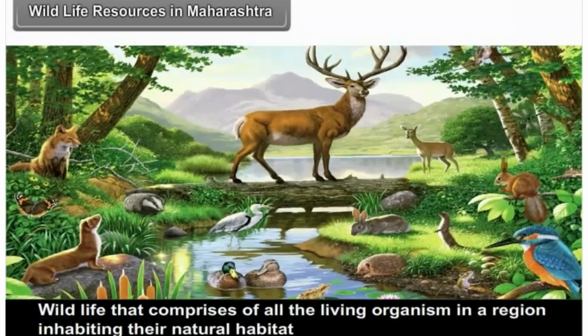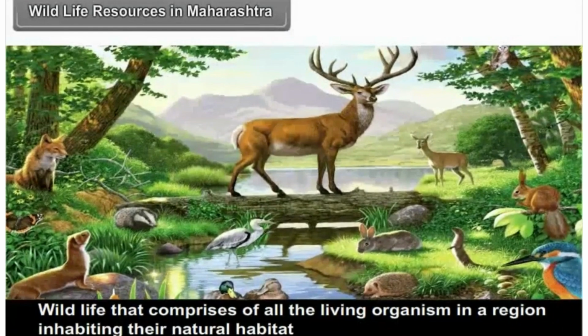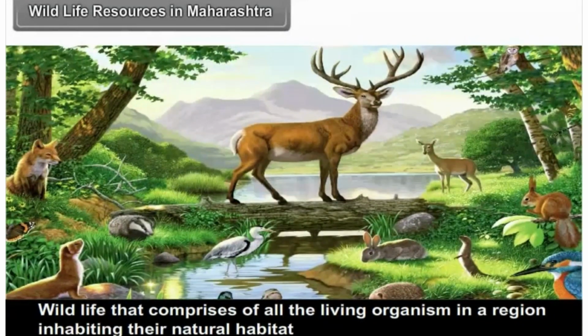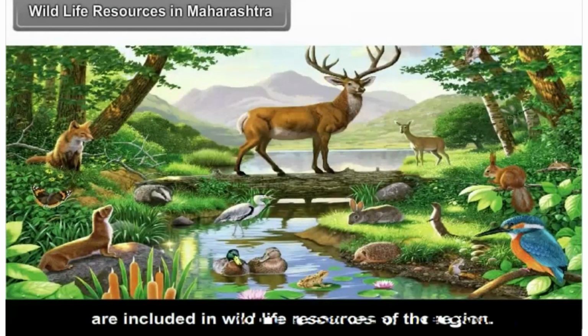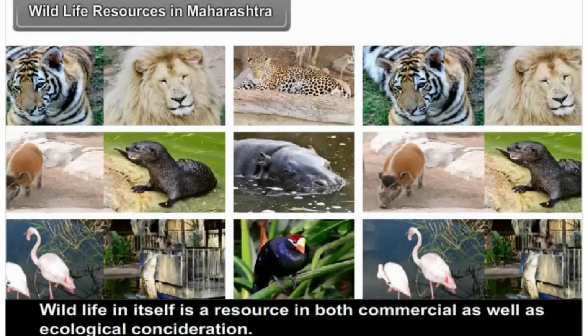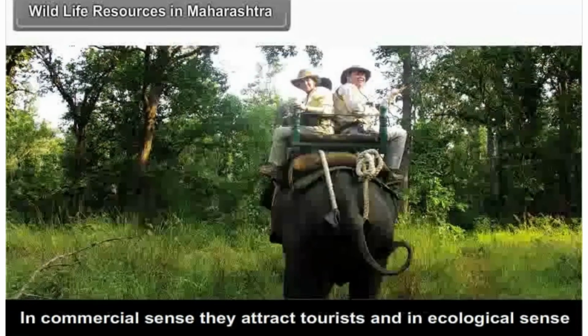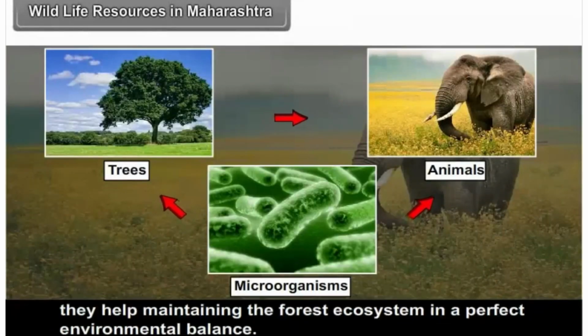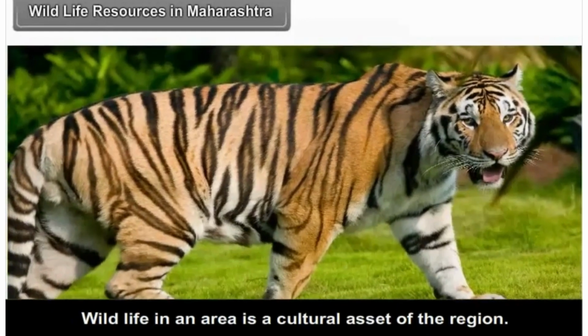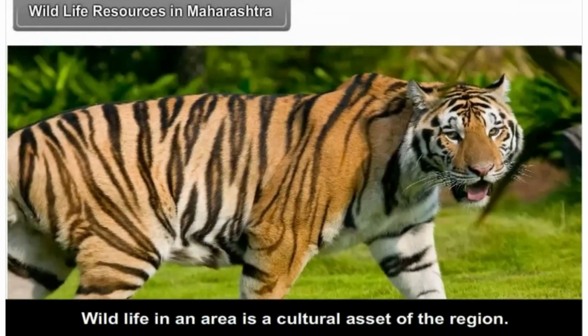Wildlife resources in Maharashtra. Wildlife, which comprises all the living organisms in a region inhabiting their natural habitat, is included in the wildlife resources of the region. Wildlife in itself is a resource in both commercial as well as ecological consideration. In a commercial sense, they attract tourists, and in an ecological sense, they help maintain the forest ecosystem in a perfect environmental balance. Wildlife in an area is a cultural asset of the region.